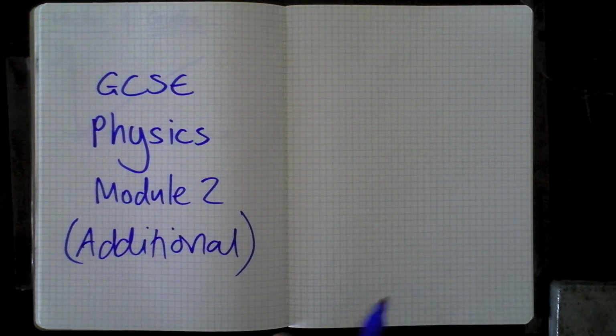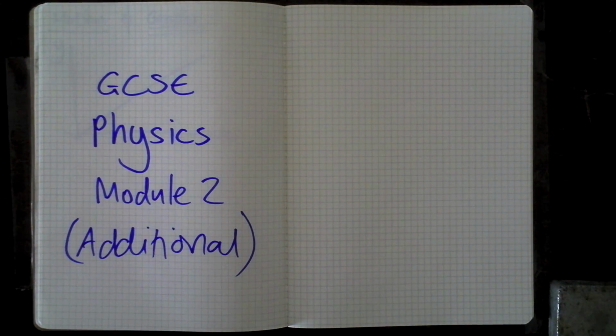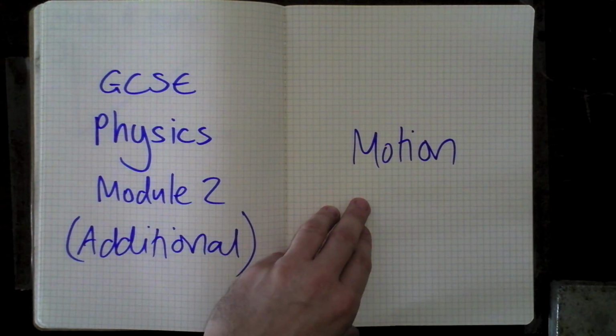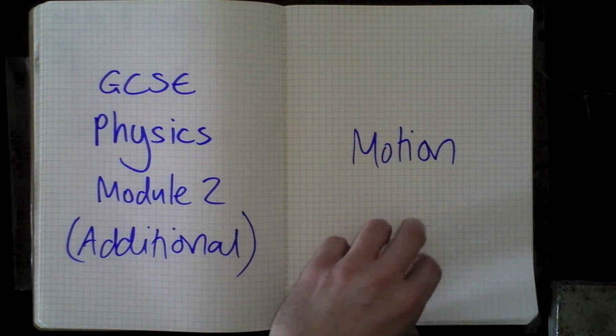Okay, the additional module of Physics GCSE all begins with the idea of motion. That is, how do things move? Now, we're going to need to start with a little bit of maths.